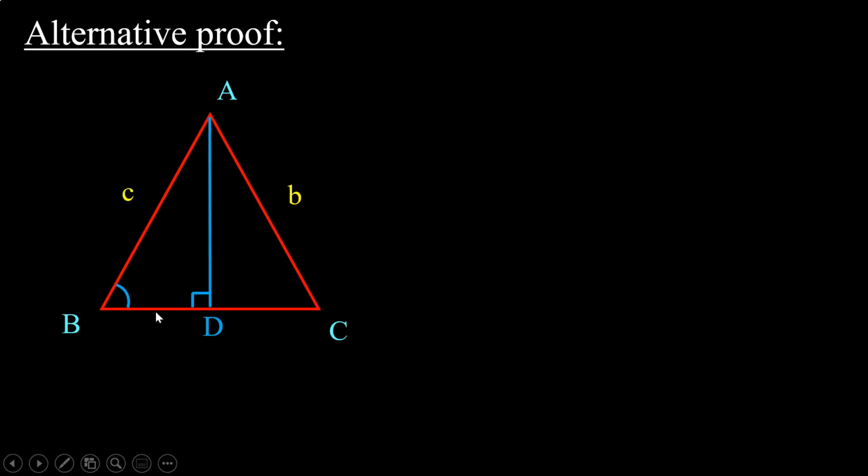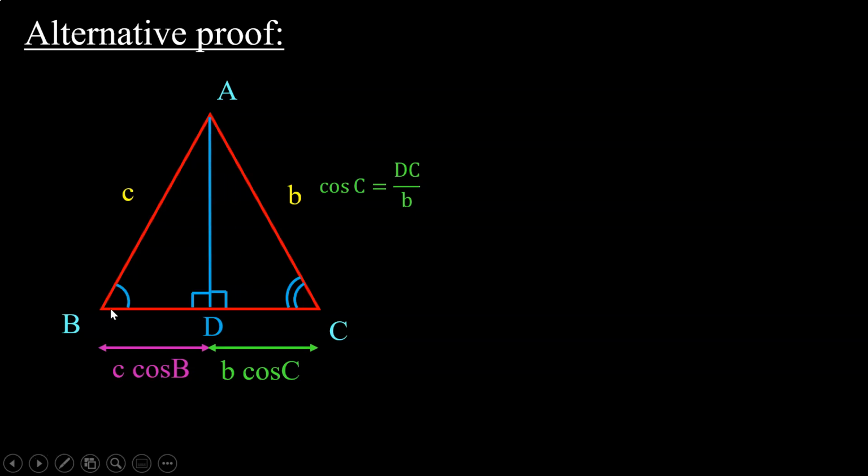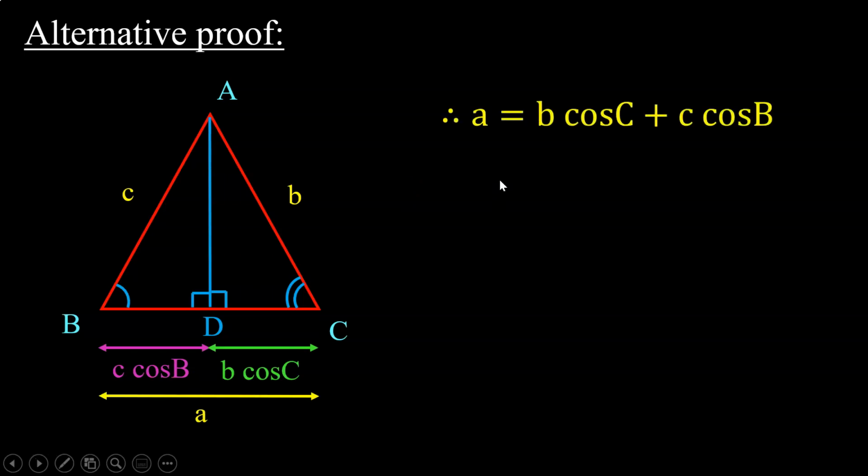So now let us find BD. For finding BD, cos B in triangle ABD, cos B is equal to BD upon c. So from here we'll get BD = c cos B. In a similar manner, in triangle ADC, which is a right angle triangle, we have cos C equal to DC upon b. So therefore DC = b cos C. Now this is nothing but BD plus DC, which is nothing but BC. BC is nothing but side a. So therefore we have a = b cos C + c cos B.